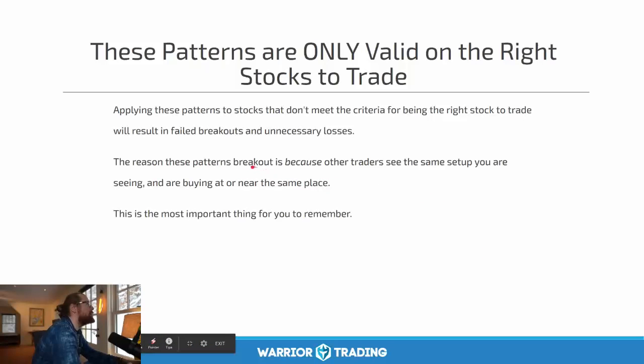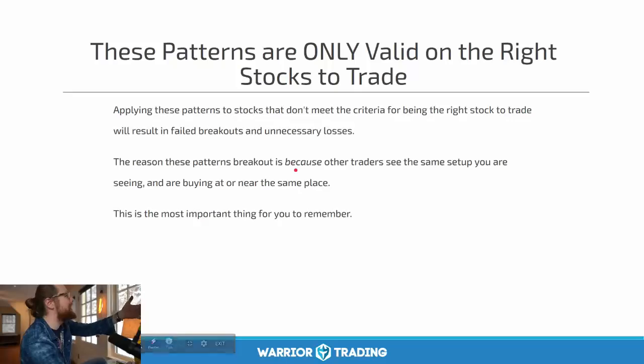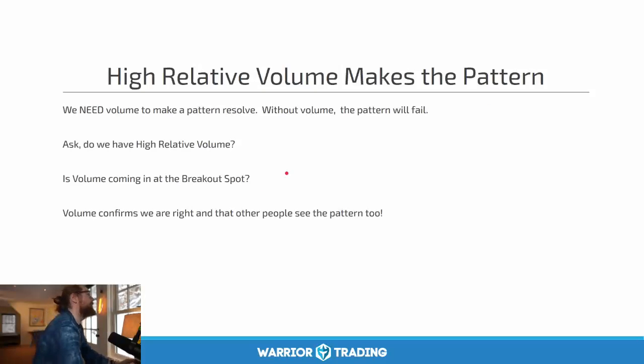The reason these patterns break out is because other traders see the same setup that you're seeing and are buying at or near the same price, and or short sellers are covering as it squeezes through those levels. So it's high relative volume that makes the pattern, even if total volume is low. Twitter might have 5 million shares of volume, and the stock on the top of the gap scanner, gapping up 70%, may have only 400,000 shares of volume. But because it is the leading relative volume leader and the obvious stock gapping up near the top of the scan, it is the one to focus on.